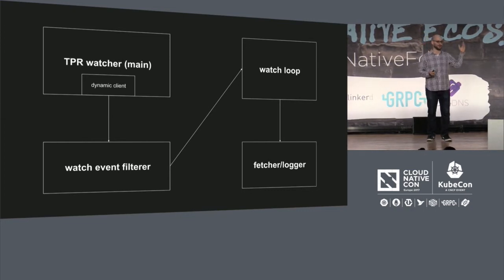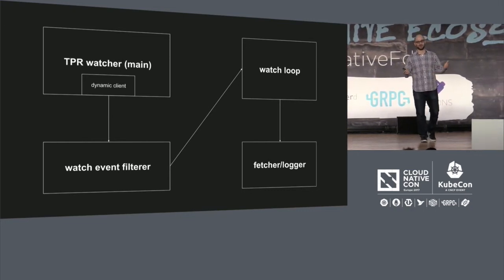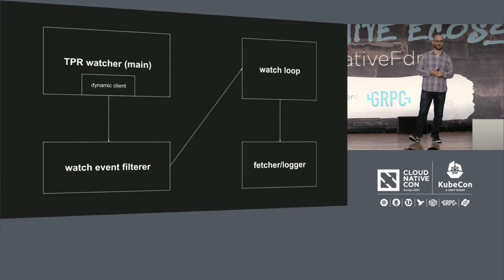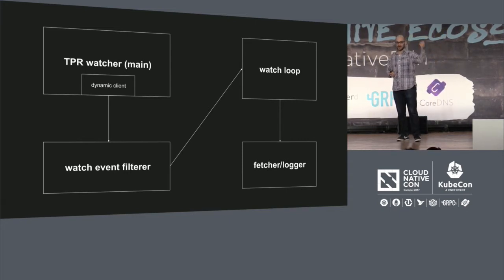So first of all, our main function. Every Go program starts with a main, and a lot of other programming languages do that too. That's the thing that's going to create a watcher, the thing that consumes the watch events. It's going to use the dynamic client to do that. It's going to send every watch event down into the watch event filterer. That's just going to decode stuff into those backup third-party resources that I'll show.